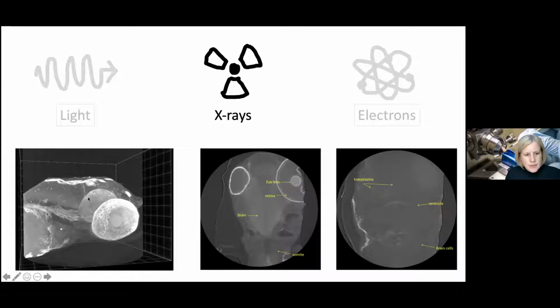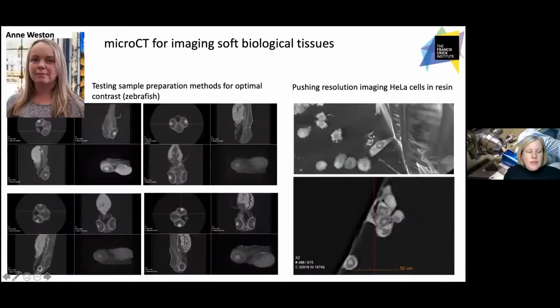Here we can see the zebrafish eyes, the zebrafish hindbrain, and in 2D slices, you can see the somites, the retina, and you can even start to see the individual toxoplasma parasites. But when we use X-rays, it's not always in a workflow with light, X-ray, and electron microscopy. X-rays are actually incredibly useful in their own right for imaging soft biological tissues.